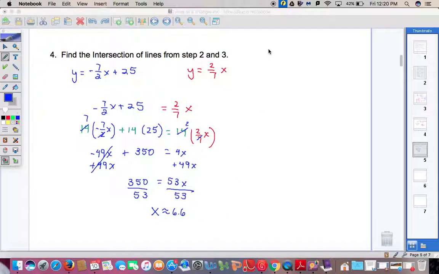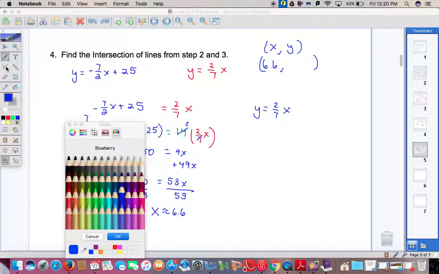Okay, but remember I'm looking for both an x value and a y value, and currently I have this x value is 6.6, but I'm still looking for the y value. So what I can do is substitute it into either one of my equations. I don't really want to use this one here because it's longer than this one here. I just want to pick the simplest equation to use, and currently the simplest equation would be y equals 2/7 x.